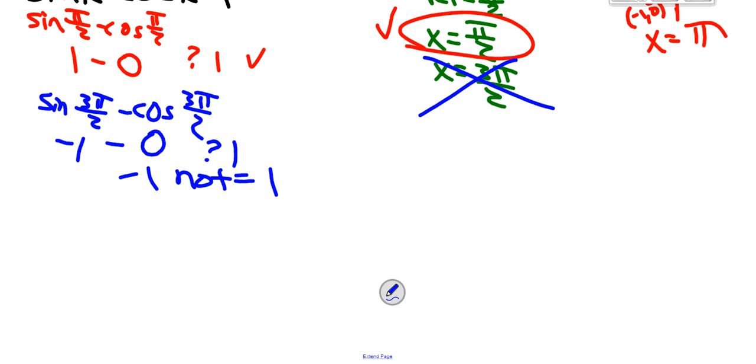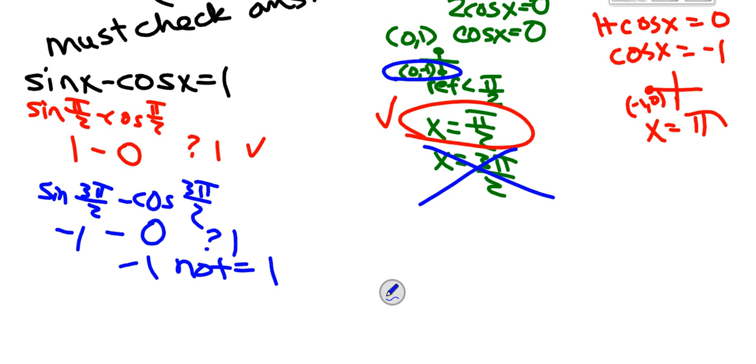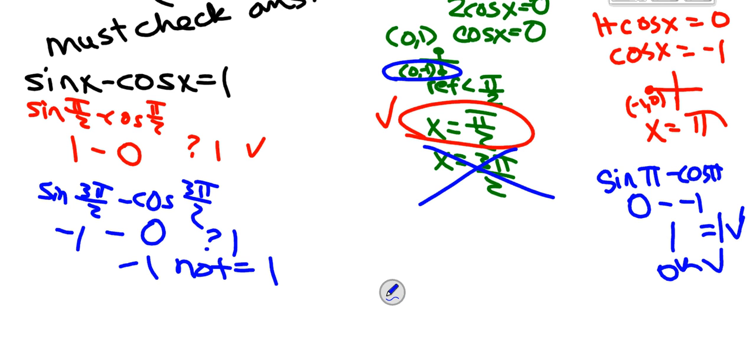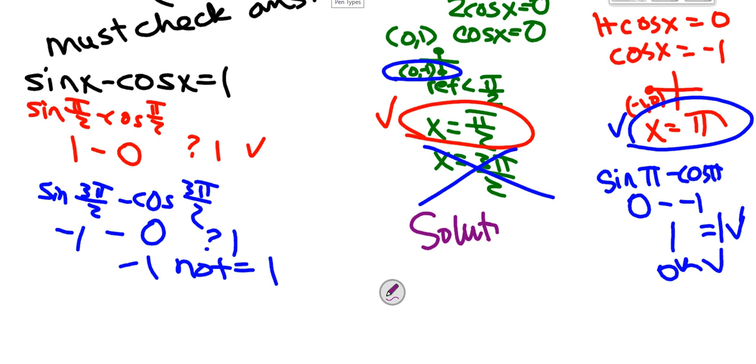And then our last one to check is x equals pi. So sine of pi minus cosine of pi. And again, we have it right here. So that's cosine, sine. Sine is 0 minus cosine of pi is negative 1. What's 0 minus negative 1? 1. And 1 is equal to 1. Check. So this one is okay as well, and that one works. So then we get our final solution for this one as pi over 2 and pi.